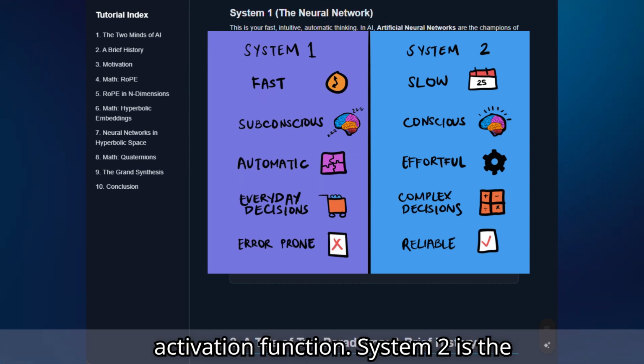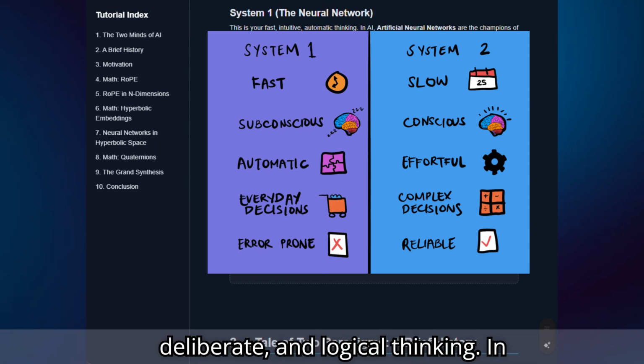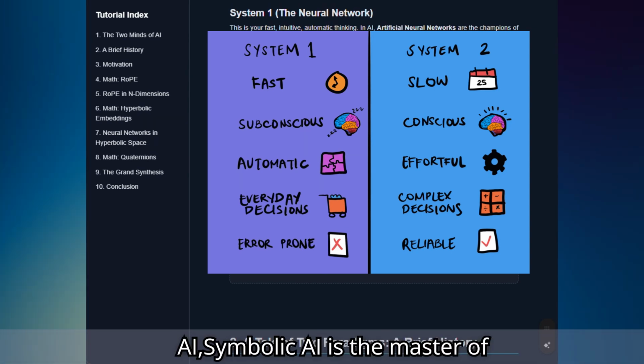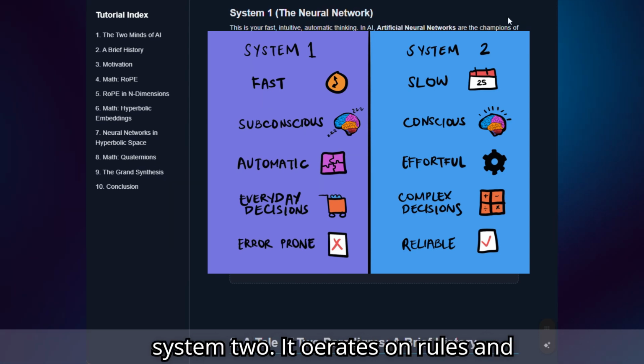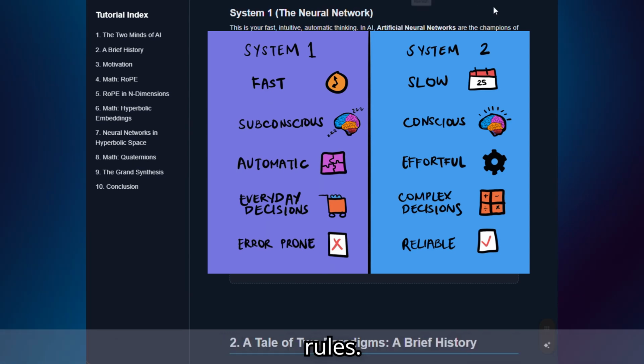System 2 is the symbolic reasoner. This is your slow, deliberate, and logical thinking. In AI, Symbolic AI is the master of System 2. It operates on rules and structured knowledge, created with logical rules.